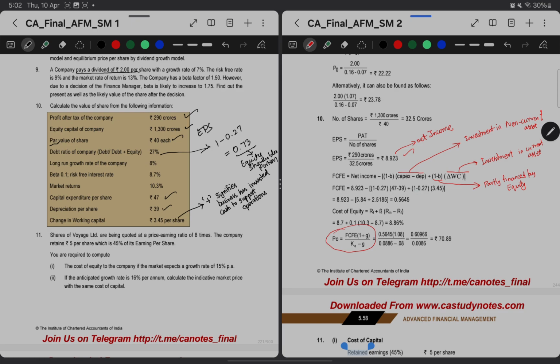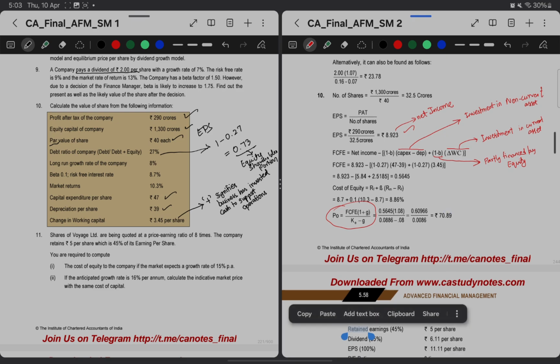Then we are adding back working capital. Change in working capital is positive, which signifies the business has invested cash to support the operations. When the working capital change is positive, it is a cash outflow. Again, that has to be reduced from net income. So considering this FCFE formula, the free cash flow to equity formula, if the working capital change is positive, then we have to reduce. If it is negative, then we have to add back. That's it.